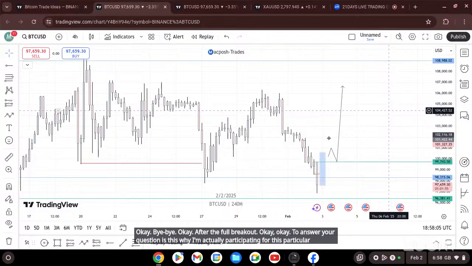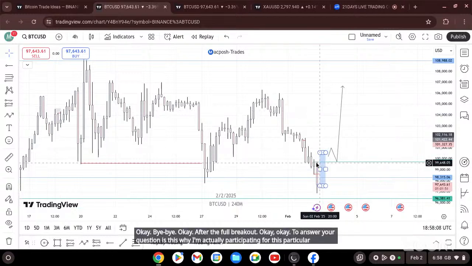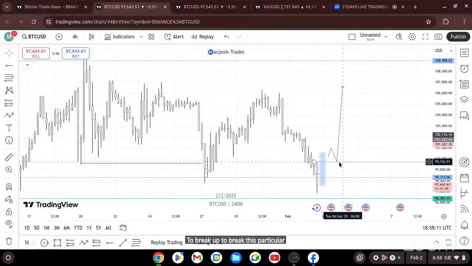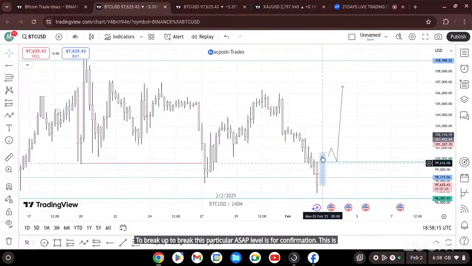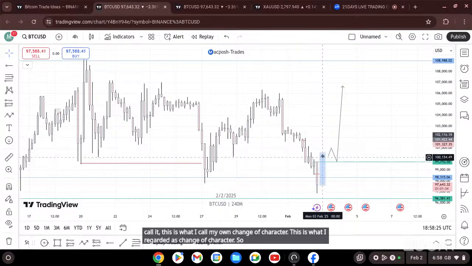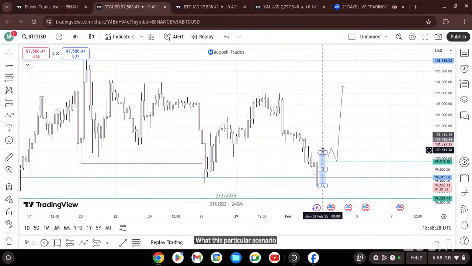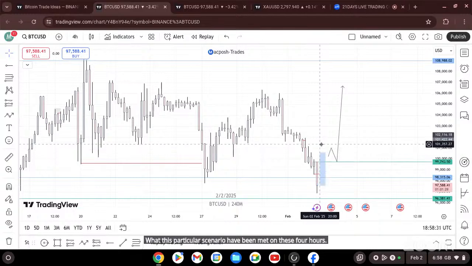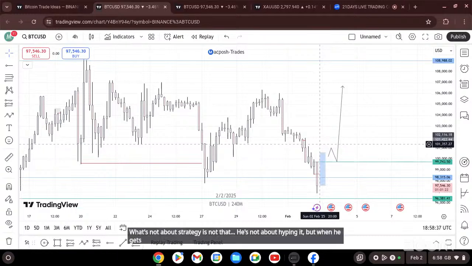bullish expansion to break this particular A-shaped key level is for confirmation. For other people that trade other concepts, this is what I call my own change of character. This is what I will regard as change of character. So once this particular scenario has been met on these 4 hours, one thing about this strategy is, it's not about hyping it, but when it gets the information right, it gives a very tight stop. Everything says that price will be taken off from a particular key level or pricing level that it should take off from.